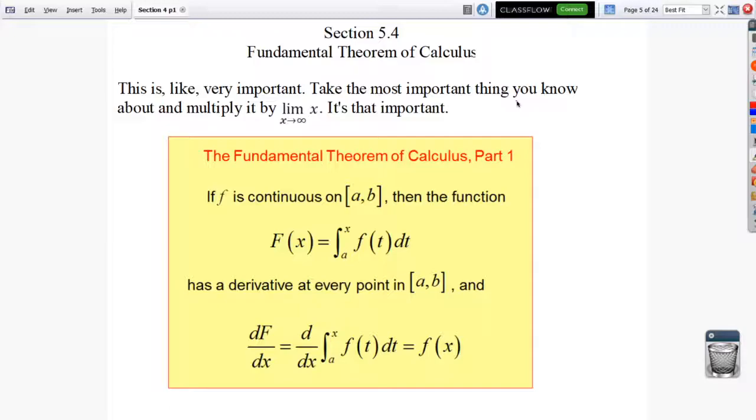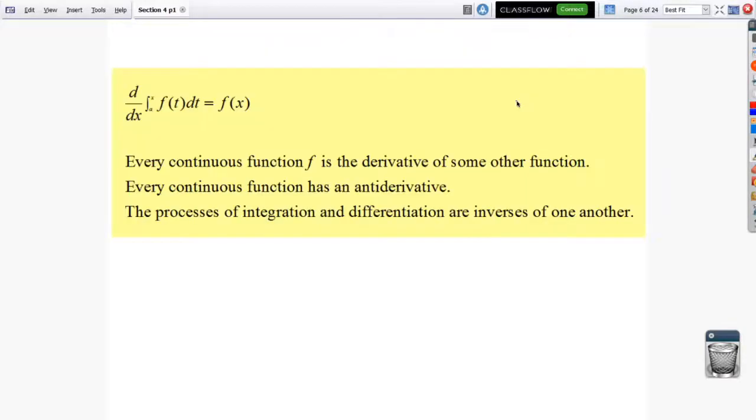So if f is continuous on the interval from a to b, then the function capital F of x is equal to the integral from a to x of f of t dt has a derivative at every point in a to b, and dF/dx is equal to d/dx of the integral from a to x of f of t dt, which is equal to f of x. So let me break that down for you.